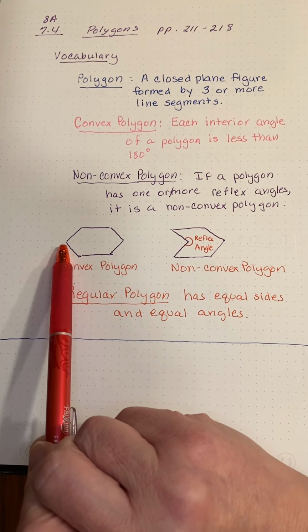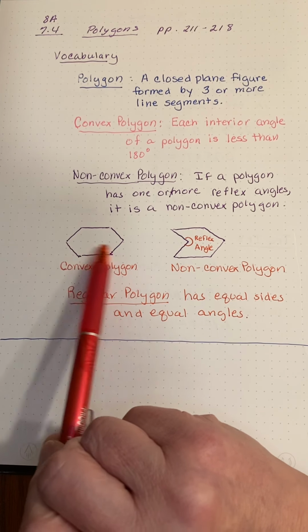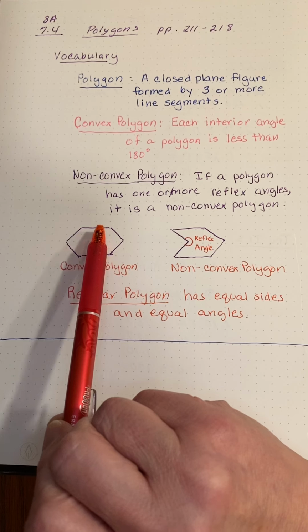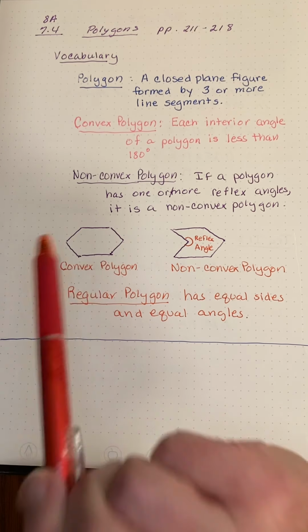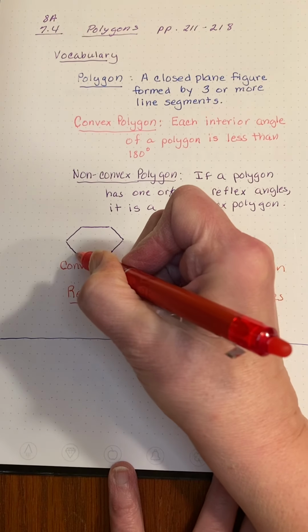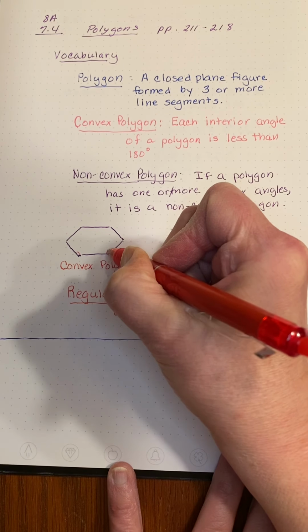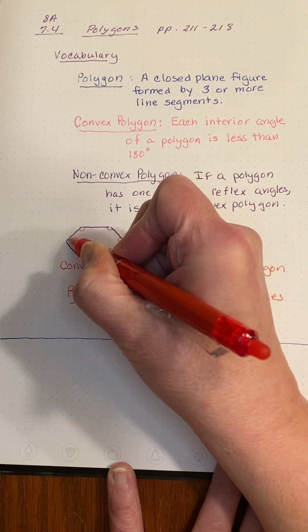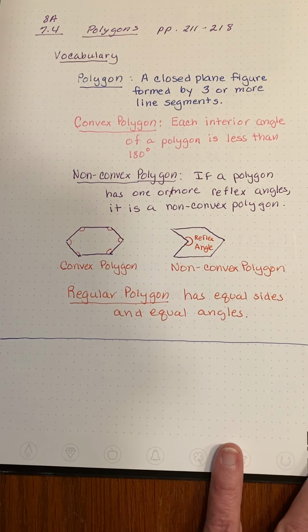It's not a regular hexagon, it's more elongated, but it's all convex because each of these interior angles right here are less than 180. So here are those interior angles. Each is less than 180.